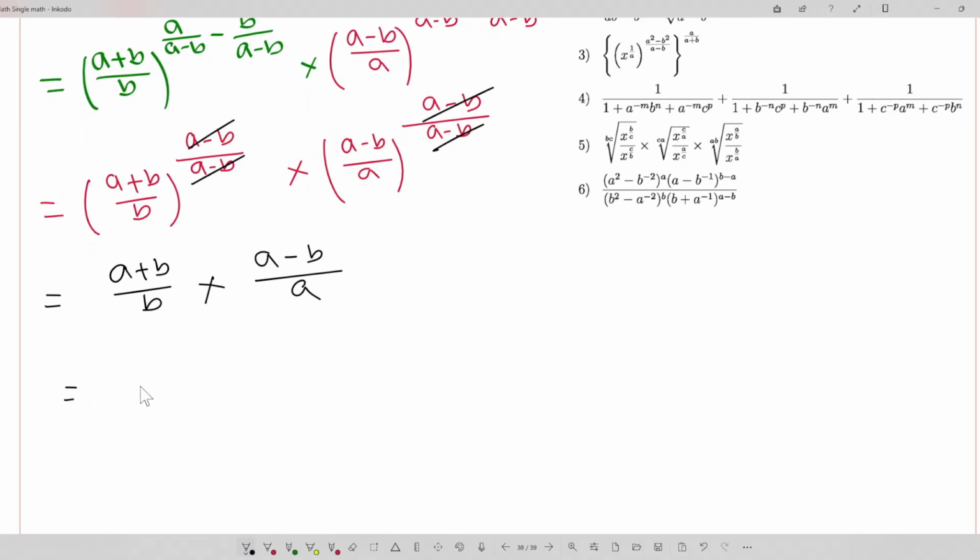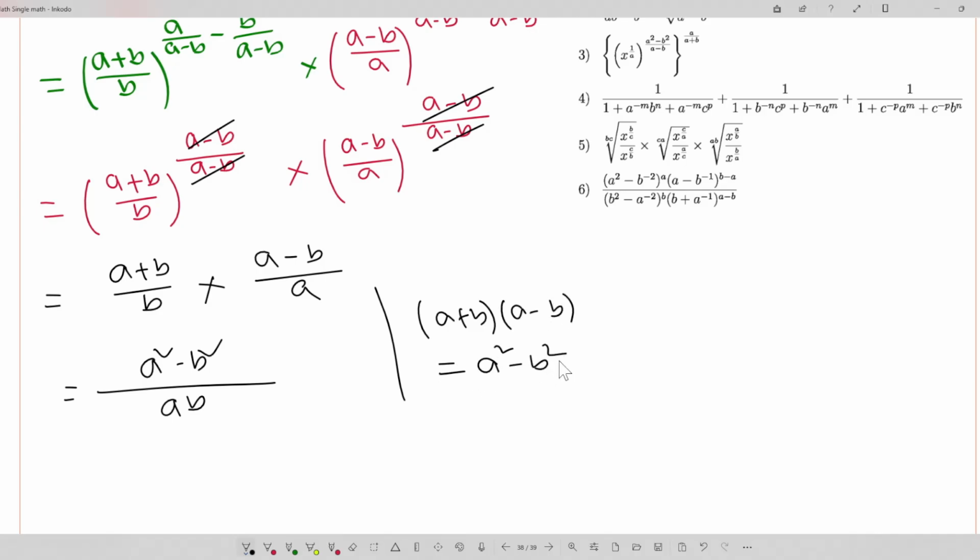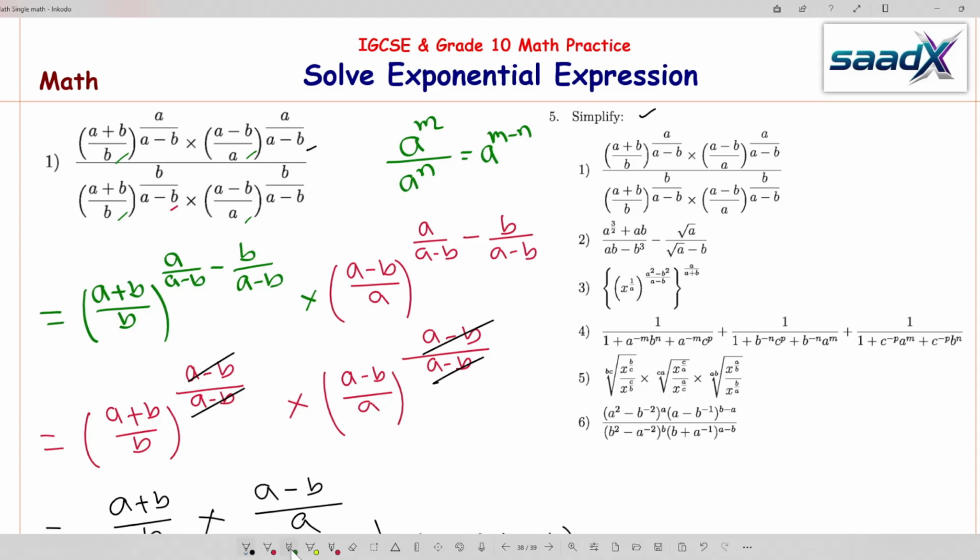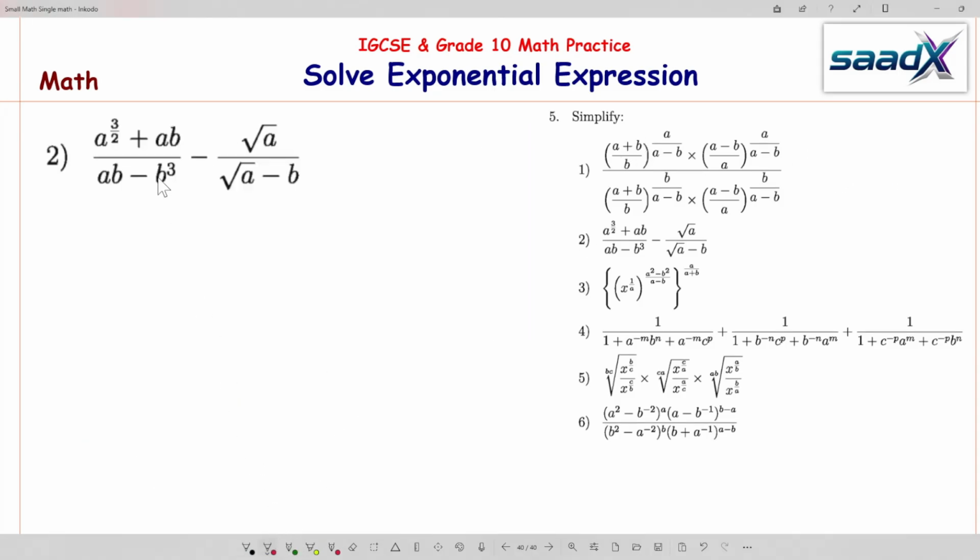In this case we multiply a times b, which means ab, and the numerator is a square minus b square, because we know a plus b times a minus b is a square minus b square. So this is our answer after simplifying. Number 1 done.